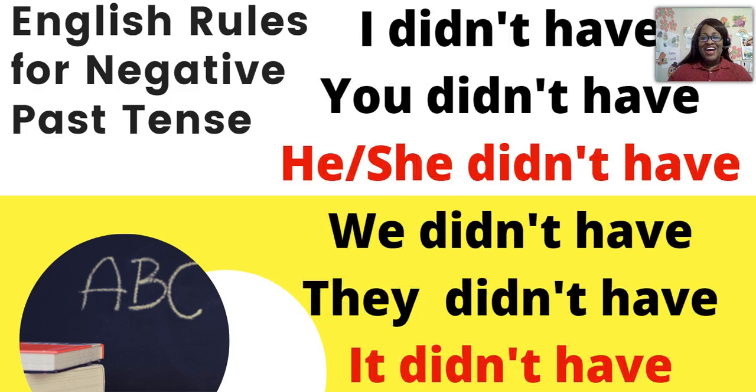All right. Didn't have is the negative of past tense. Okay, I didn't have any emails. You didn't have, she or he didn't have, we didn't have, they didn't have, it didn't have. Okay, so we didn't have any new food or anything to eat. All right, didn't is the negative past tense.